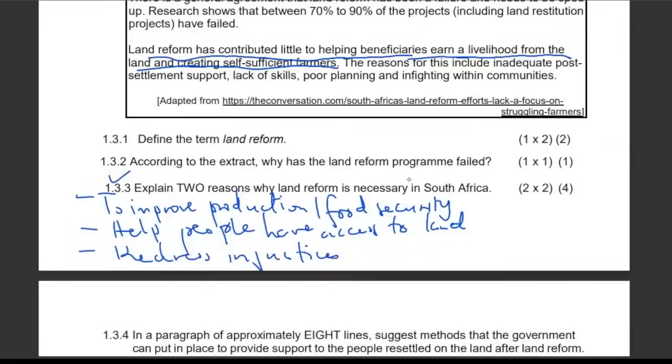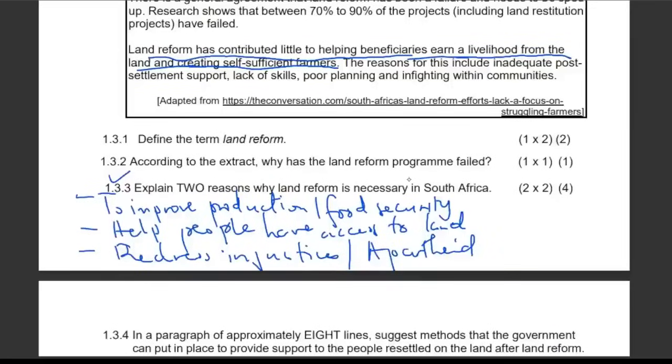And again, we can also justify it to redress injustices of the past. And mainly we are referring to apartheid. It's a necessity that the government engages in land reform to redress those injustices of the past. Black people were marginalized, they were not allowed access to land. And then we are supposed to correct that injustice of the past by giving the land to the people who deserve to be utilizing the land.